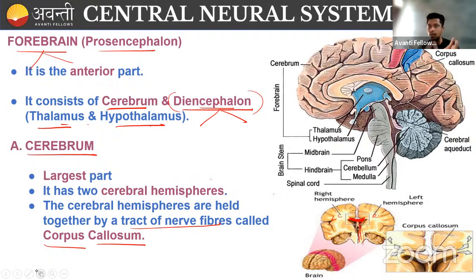The left cerebral hemisphere and the right cerebral hemisphere are both held together by a bridge of nerves. We call it a tract of nerve fibers, and these nerve fibers are called the corpus callosum. You can see here, this corpus callosum integrates the left parts of the brain to the right parts of the brain. So that region is called the corpus callosum.